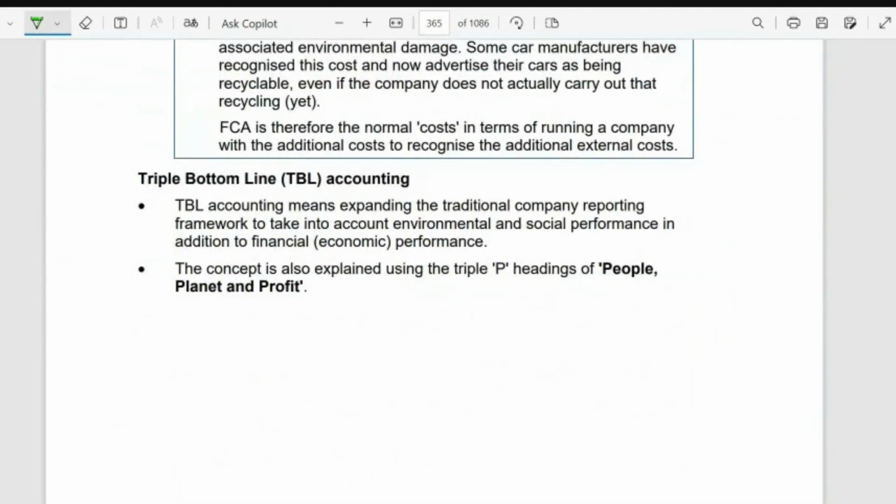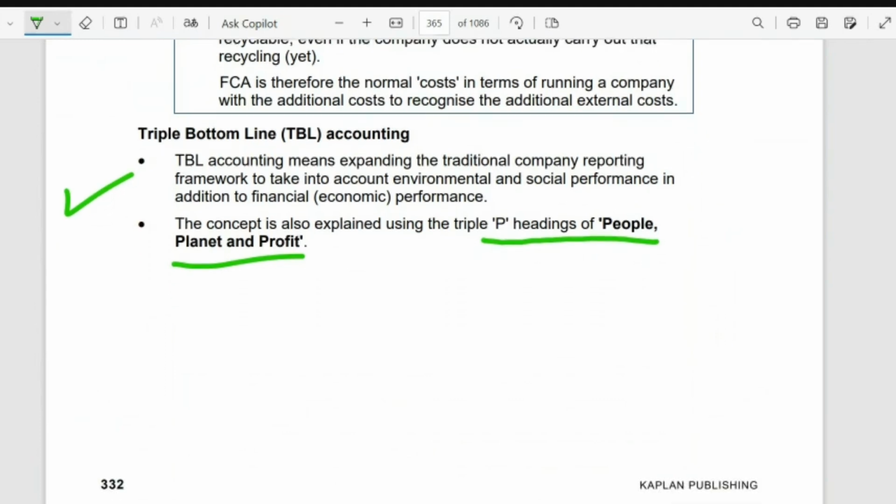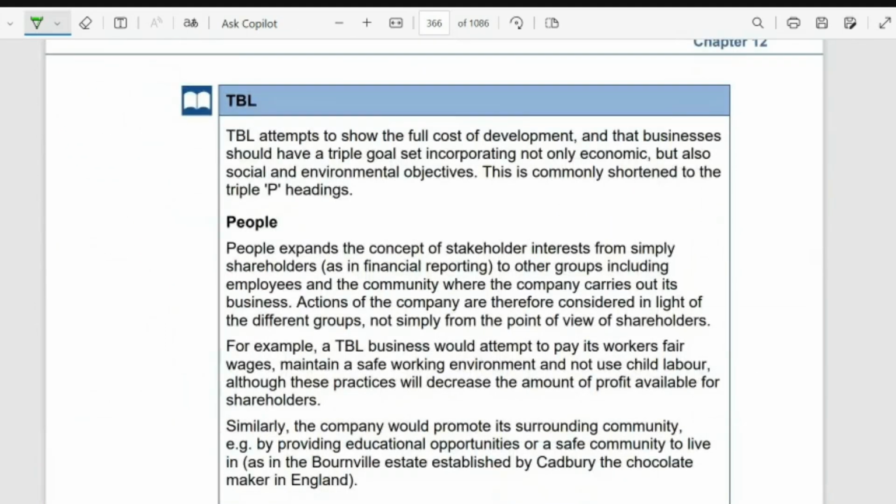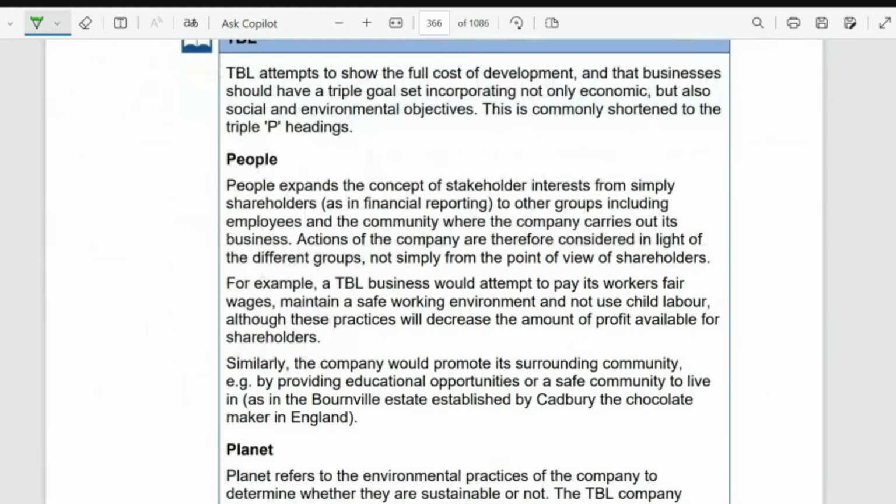Triple bottom line accounting, TBL. The concept is also explained using the triple bottom line of people, planet, and profit. These are the people, planet, and profit they discussed. Just reading.